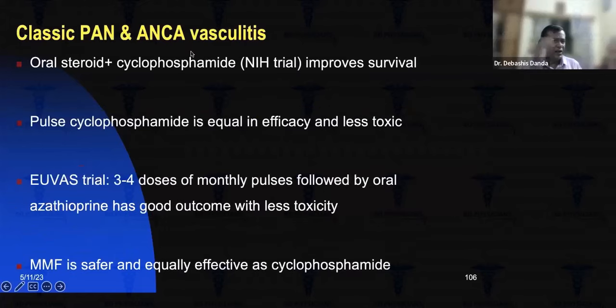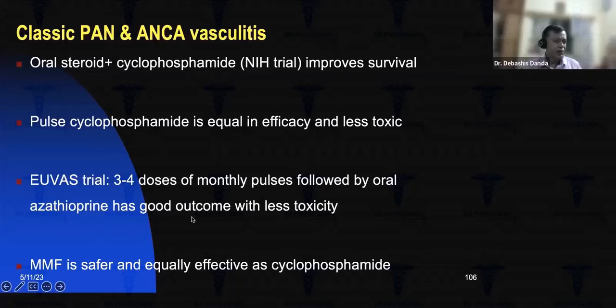The classic regimen in ANCA vasculitis, apart from oral steroids, was originally oral cyclophosphamide, as per the NIH criteria, which showed improved survival. However, it's also very toxic. Pulse cyclophosphamide is found to be almost equally efficacious with much less toxicity. In the EUVAS trial, after 3 to 4 doses of monthly pulses of cyclophosphamide, followed by azathioprine, people found a better outcome.